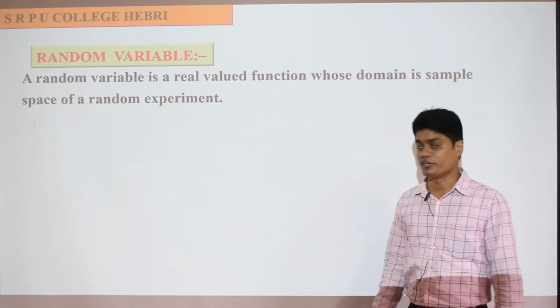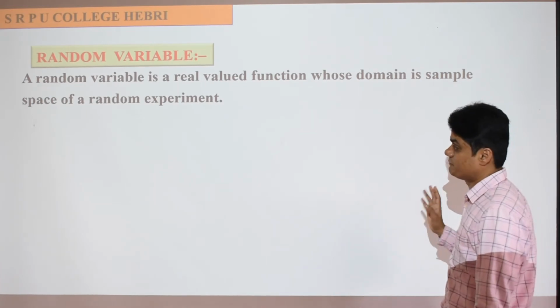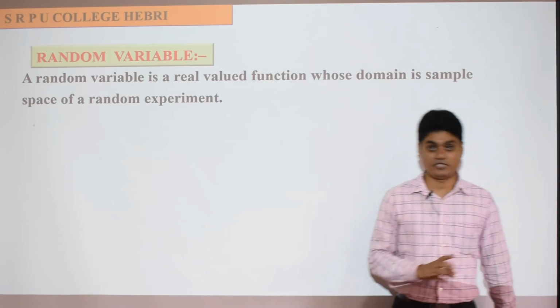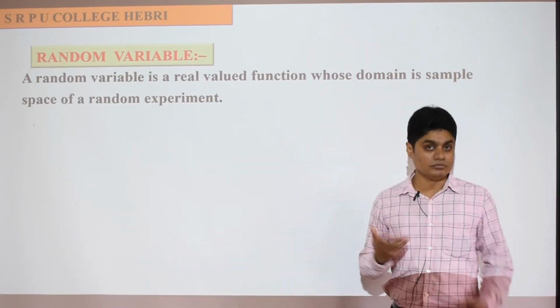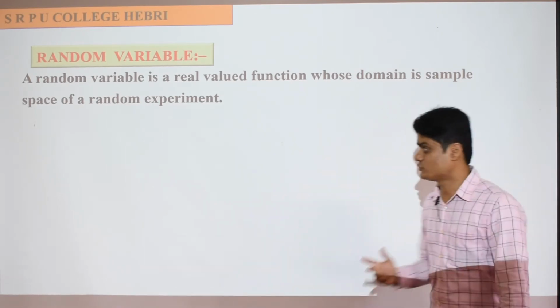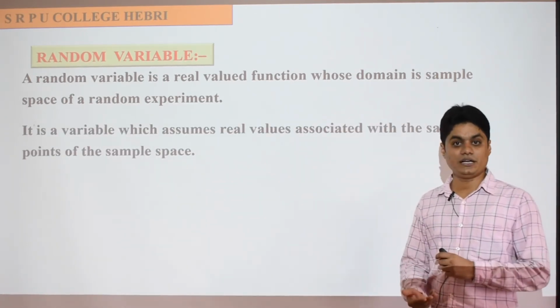A random variable is a real valued function whose domain is a sample space of a random experiment. Domain is a sample space of a random experiment. Okay, I know just from this sentence you will not understand anything. That is a fact, nothing to worry. I'll try to define again in another way, then I will give you the example.